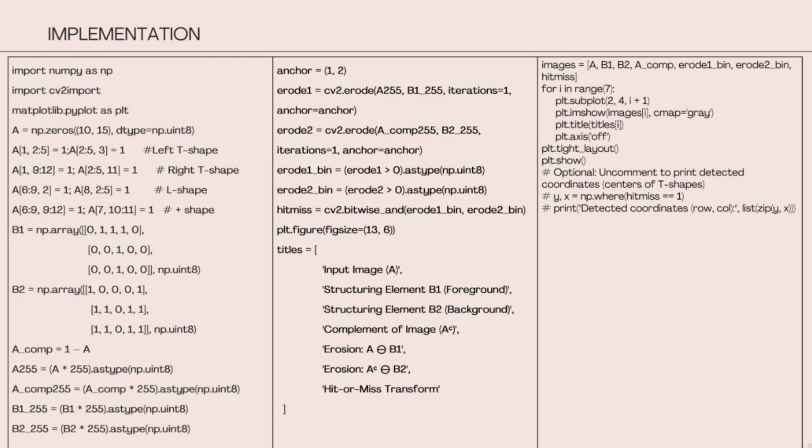Next, we define two structuring elements. They act like small templates. B1 is for the foreground, meaning the white T shape we want to detect. B2 is for the background, meaning the black area that should be around the T shape.